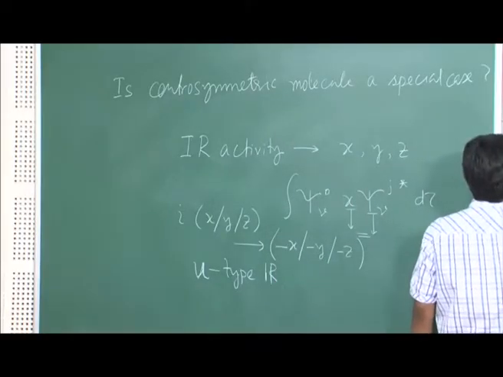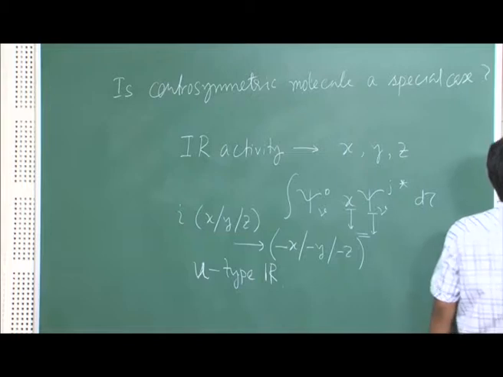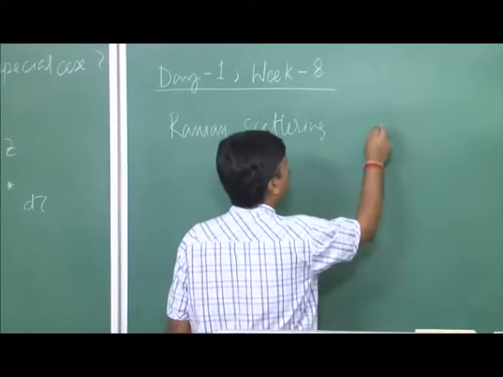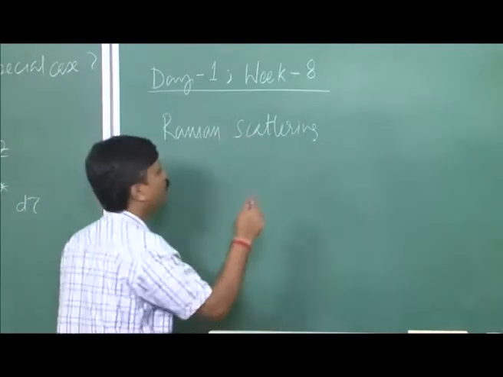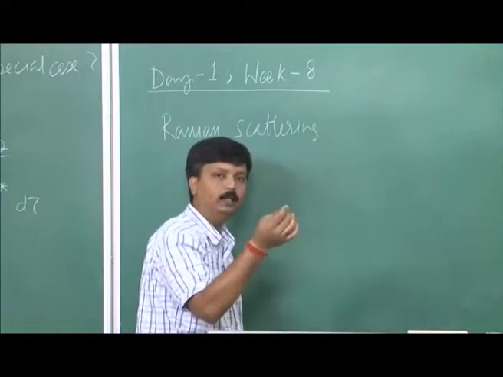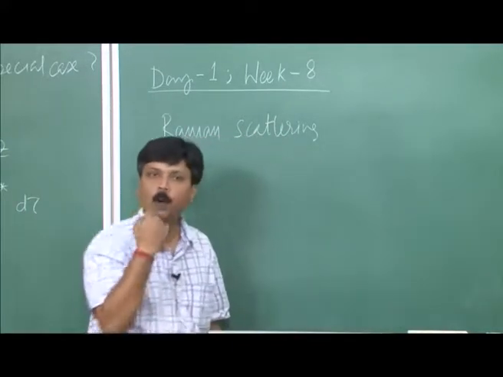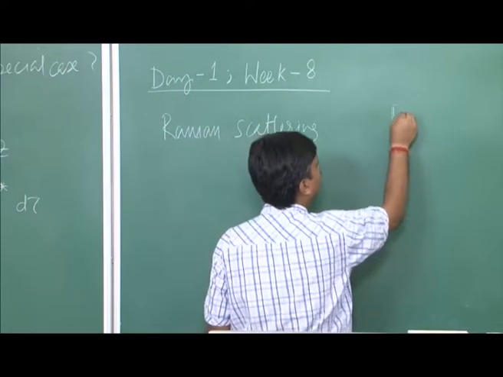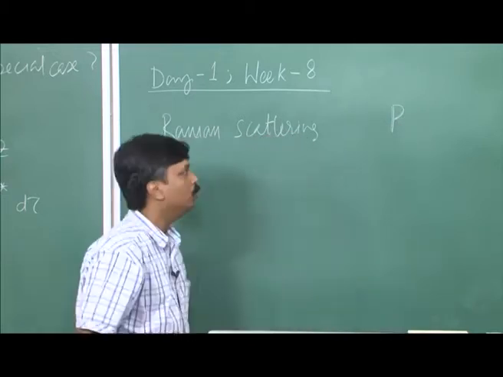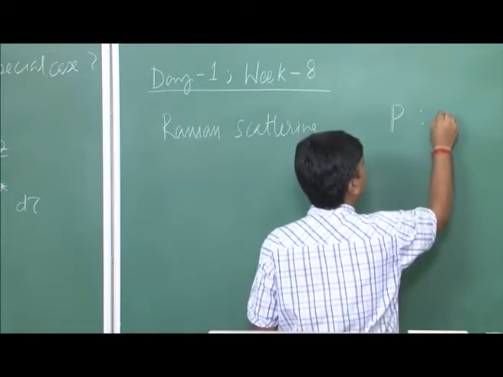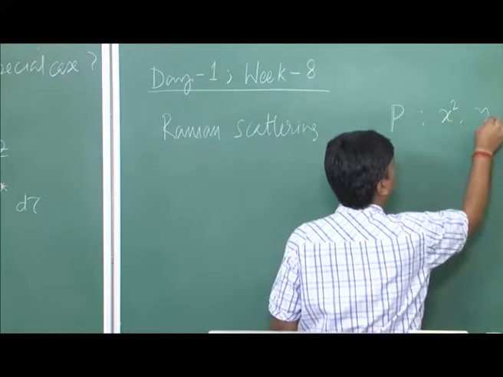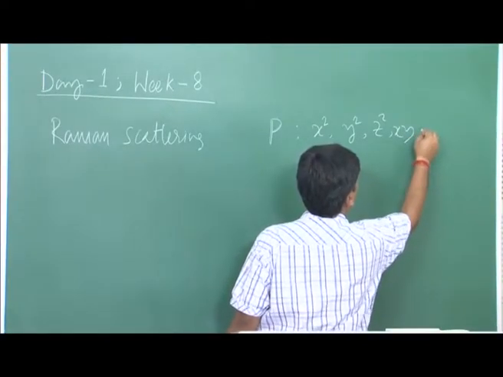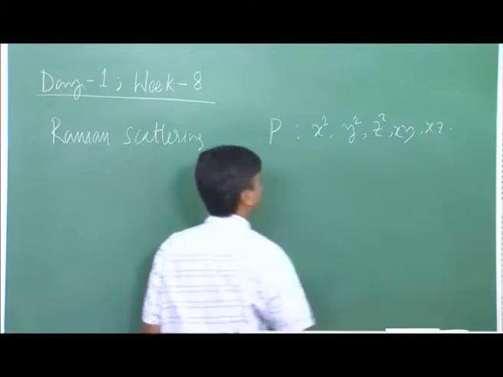For showing Raman scattering, the normal mode which is being excited from v equals 0 to v equals 1 must have the same symmetry as any of the polarizability tensor components, which is something like x squared, y squared, z squared, or xy, or xz, and so on.